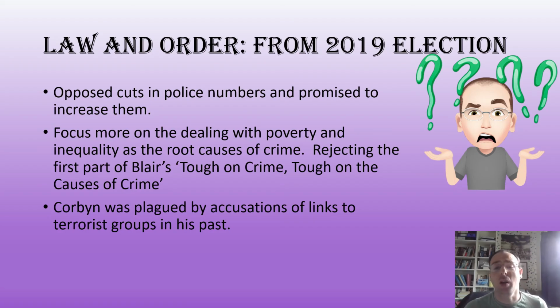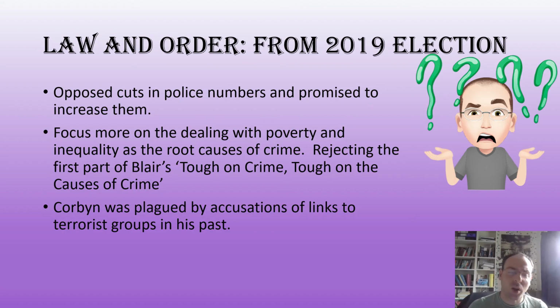On law and order, there's a lot less to say in terms of what they do. The Labour Party under Corbyn opposed the cut in police numbers and promised to increase the number of policemen if they got into power. Corbyn's focus was more on dealing with what he saw as the causes of crime in terms of poverty and inequality, and he would be seen as rejecting the New Labour stance, which was tough on crime, tough on the causes of crime. You'd expect the socialist movement to be tough on the causes of crime, which was more Corbyn's line, and you'd expect the Conservative side to be tough on crime. Blair was somewhere in between, doing a bit of both, whilst Corbyn would be more on looking at causation.